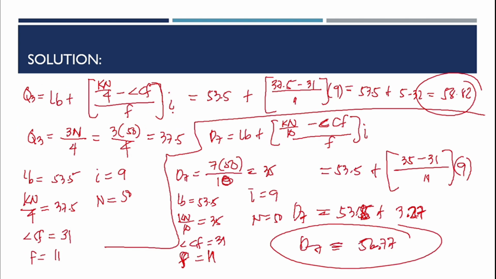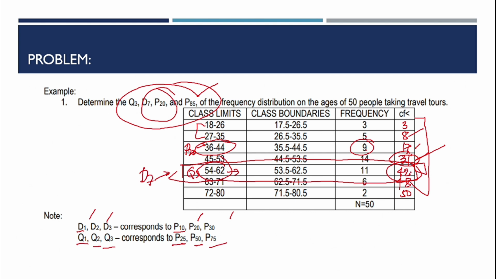So we're going to locate here 42.5. Let's have this one. The next, this is our P85, the class 63 to 71. So that is our class. Remember the frequency is 6 and the less than cumulative frequency is 42 here, and the class boundary is 62.5.